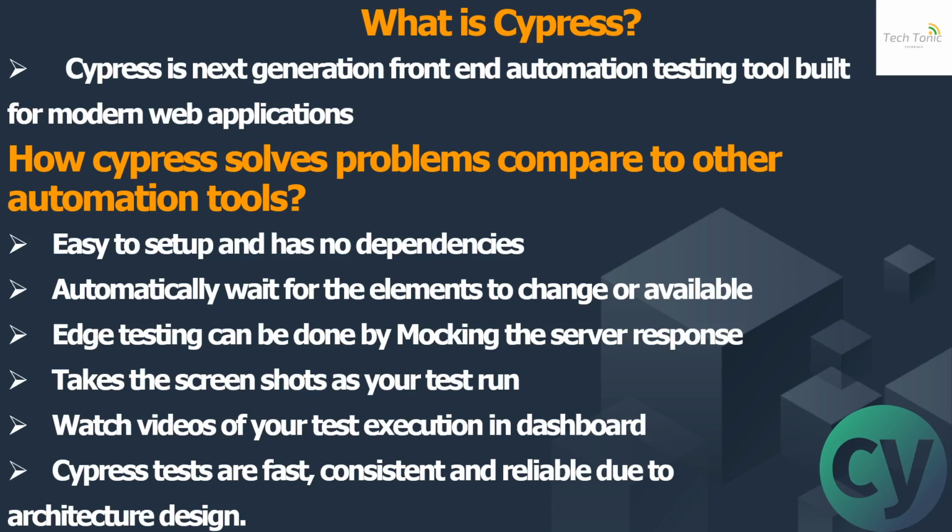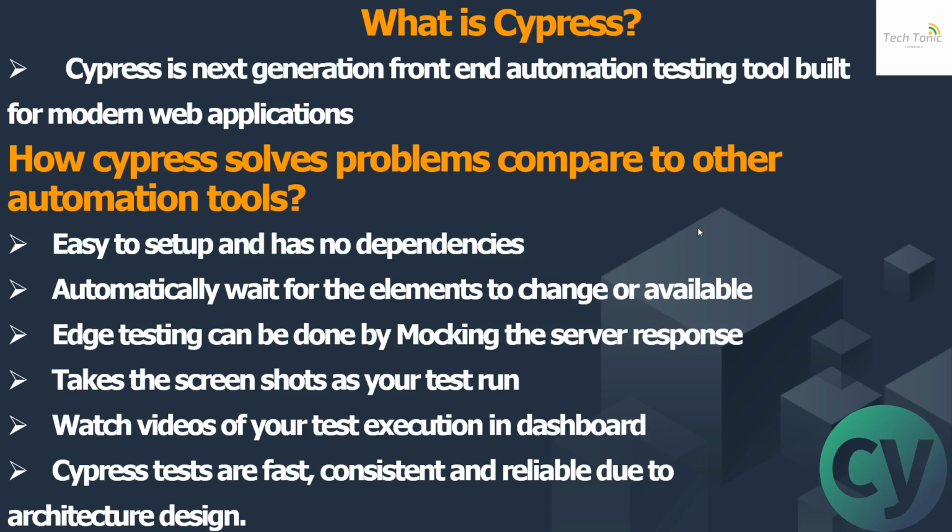Cypress is easy to set up and it doesn't have so many dependencies. If you take the example of Selenium, you have to download the jars, and you should be very careful with versioning. All these problems are solved in Cypress. You don't have to worry about how to set up Cypress. And Cypress by default automatically waits for elements to become available.